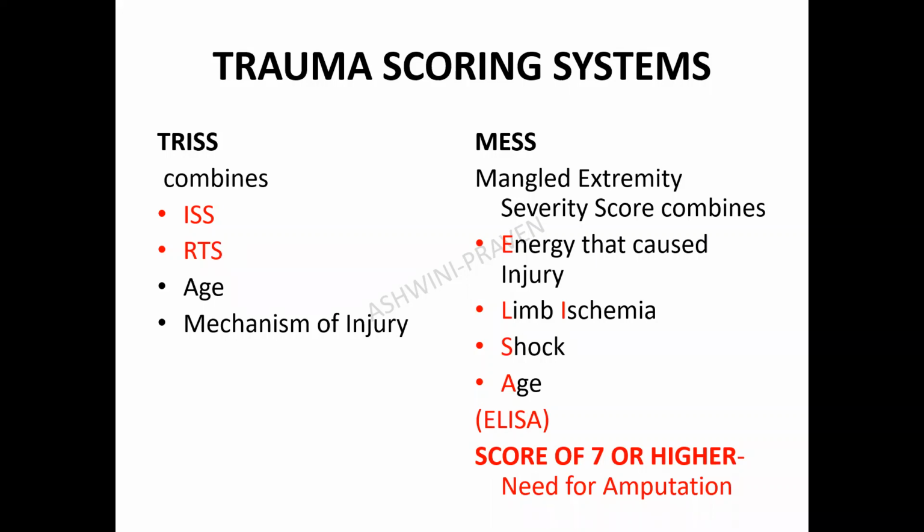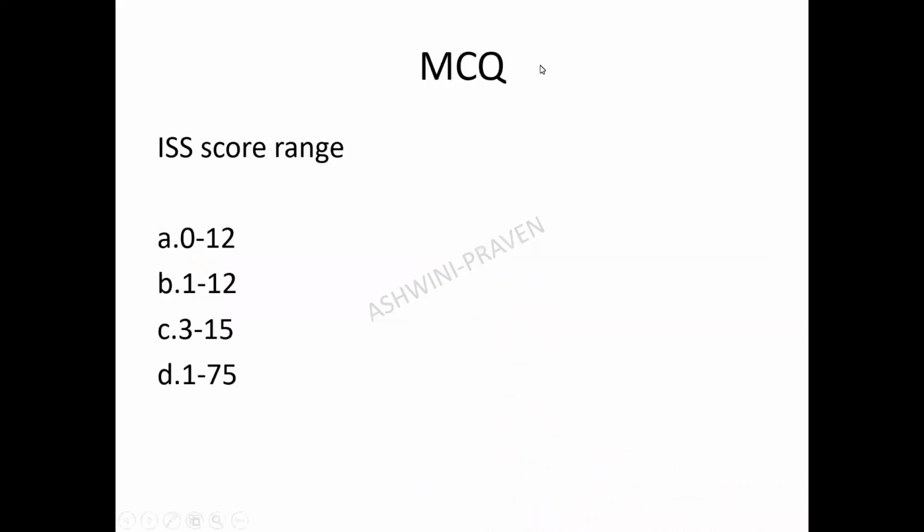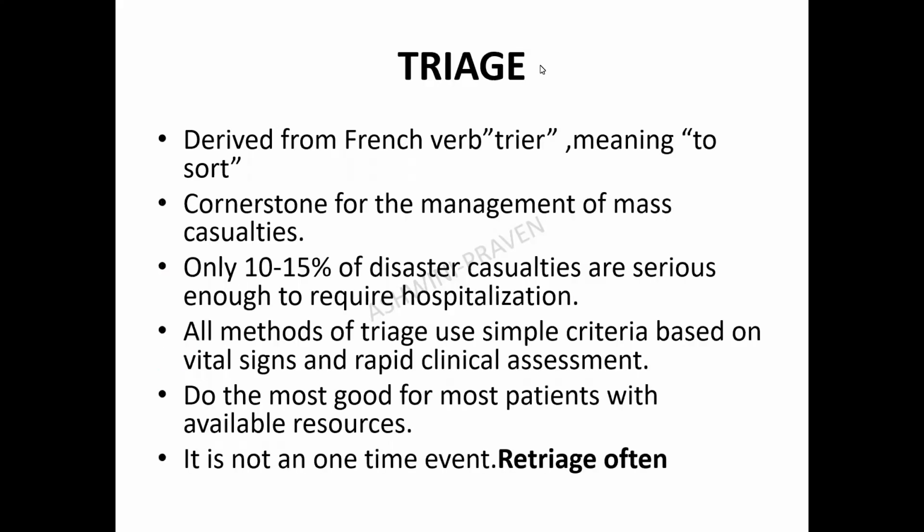The mnemonic here is ELISA. So if the MESS score is more than 7, there is a typical need for amputation. ISS, the Injury Severity Score, ranges from 1 to 75. Okay. So going on to triage. I am completing all these short topics together first, so that we'll deal with chest, abdominal, and other trauma in detail in the second session of the presentation.